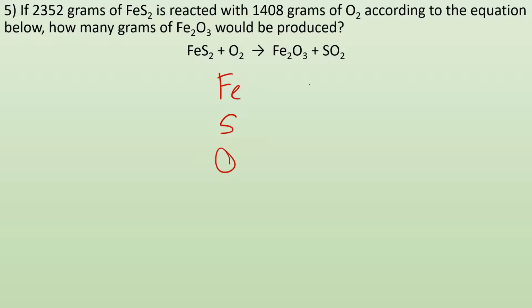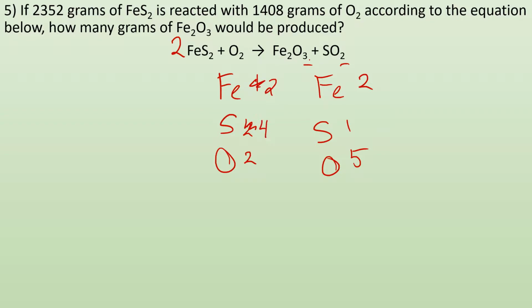Create your inventory, do the same thing on the other side and in the same order. I got 1 iron, 2 sulfur, 2 oxygen. On this side, 2 iron. I have 5 oxygen from the 3 and the 2, and 1 sulfur. So let me fix one at a time. I put a 2 in front of this. Nope, that's not where I put a 2. I put a 2 in front of this one. Changes my iron to 2, but also changes my sulfur to 4.